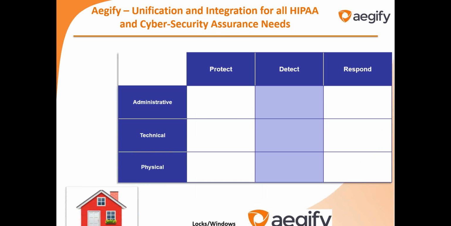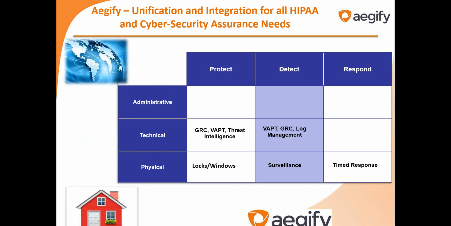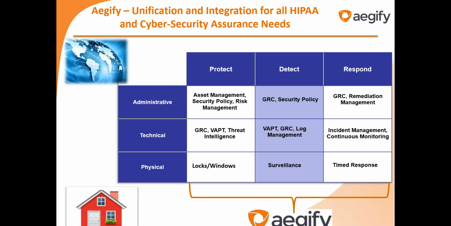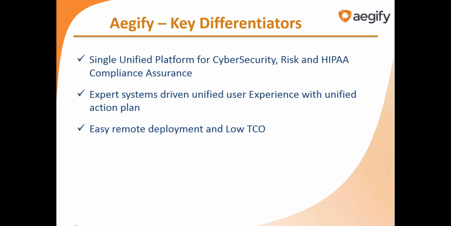So it's a complete implementation that I talked about earlier, which has elements of protect, detect, and respond, and then it has components of administrative, technical, and physical safeguards built in. So HIPAA as a program has some of these frameworks, some of these mechanisms in place that is implementable using our tool. And the key differentiator really is around our ability to look at security holistically. And HIPAA assurance is an important element of what we do. And we look at HIPAA from a risk management and security management perspective.